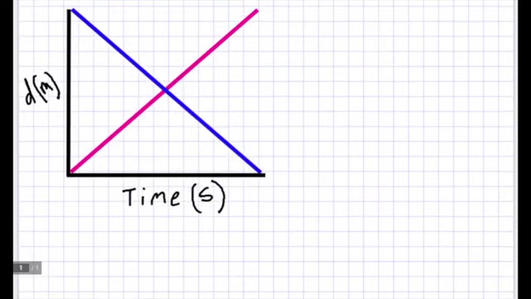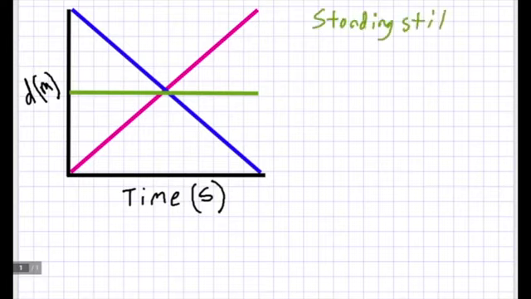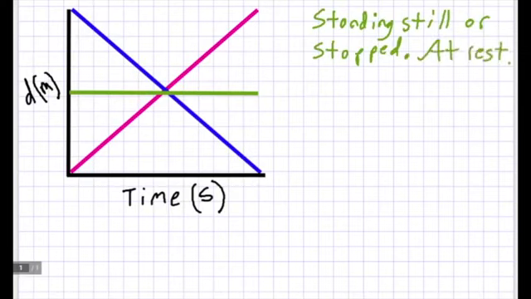Now let's take a look at another straight line that's neither sloped up or sloped down. We'll notice that we have a horizontal line, and the slope of a horizontal line is just 0. Since slope is velocity, that means that our velocity is 0 meters per second. If we don't have any velocity, that just means that we're standing still or stopped. Another way to describe it is saying that we are at rest.